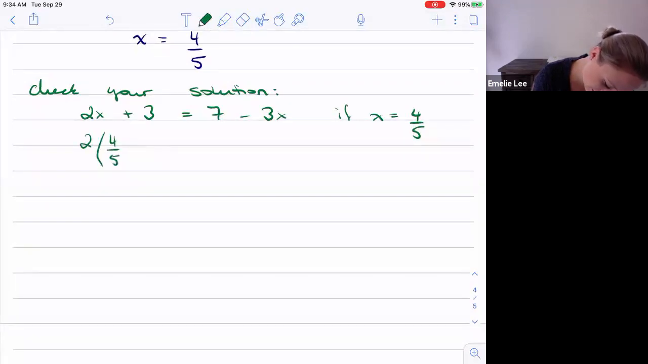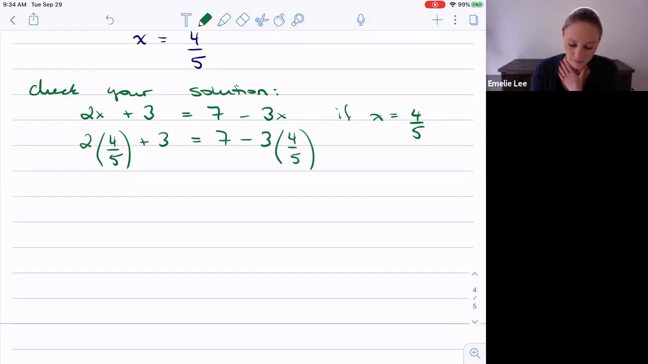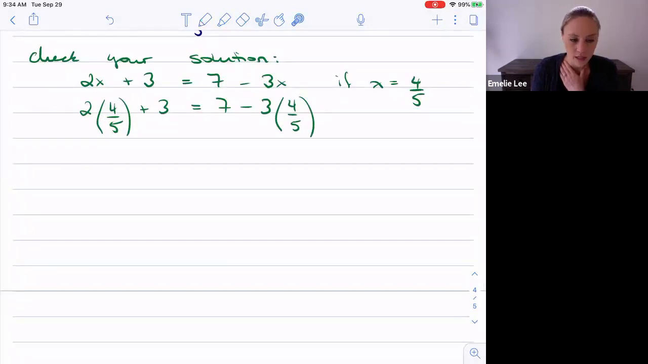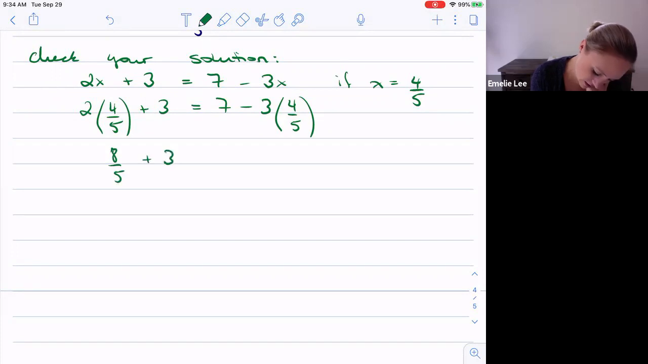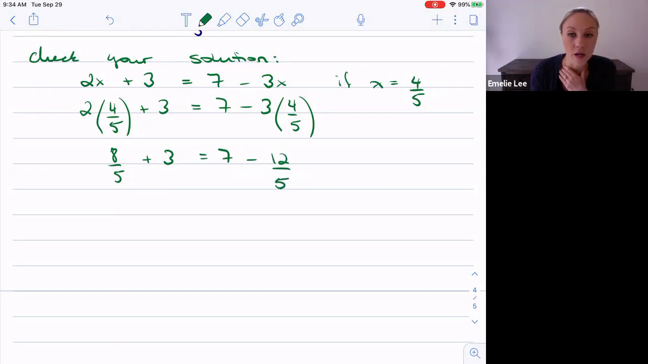So I have 2 times 4 over 5 plus 3 is 7 minus 3 times 4 over 5. Okay. Back to fractions, right? If I need to combine these two terms, then I need a common denominator. So here, I get 8 over 5 plus 3 is equal to 7 minus 12 over 5. I need a common denominator, right? And we know how to do that. The 3 is essentially 3 over 1, right? If I need it over 5, then I can multiply 3 by 5 over 5. And same thing here, multiply the 7 by 5 over 5 to get it over 5. And we'll see what happens.